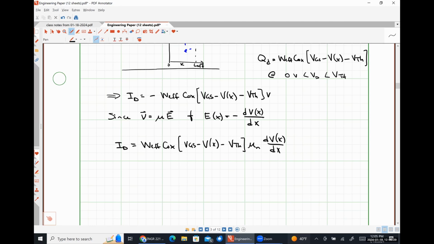Okay. So I'm going to do some math magic here, in as much as I'm going to move this dx over here and then integrate both sides.